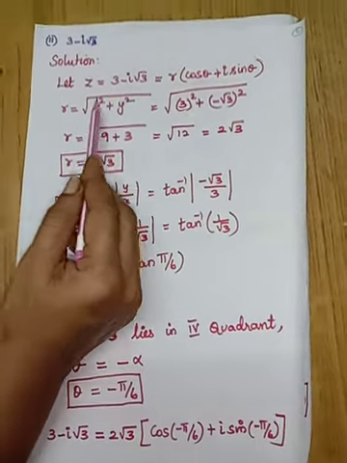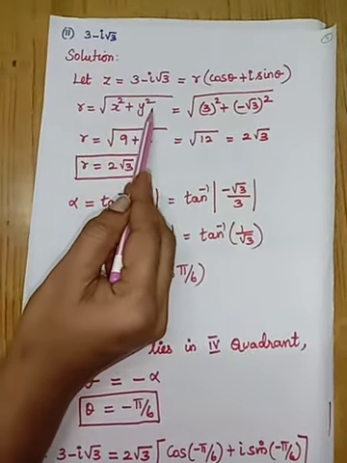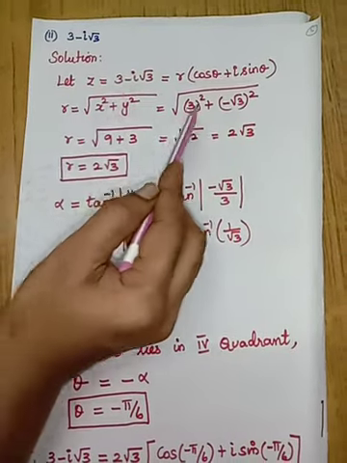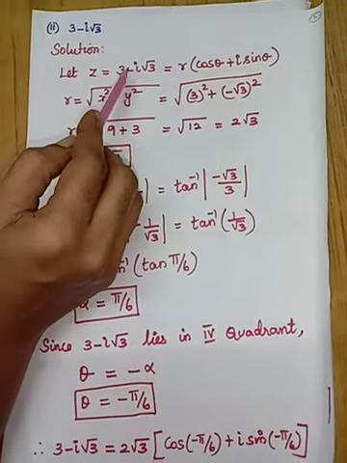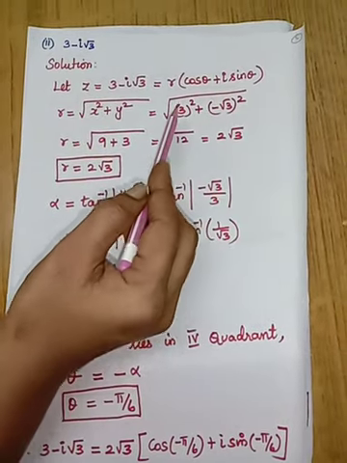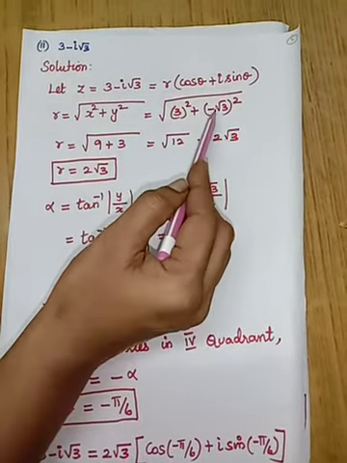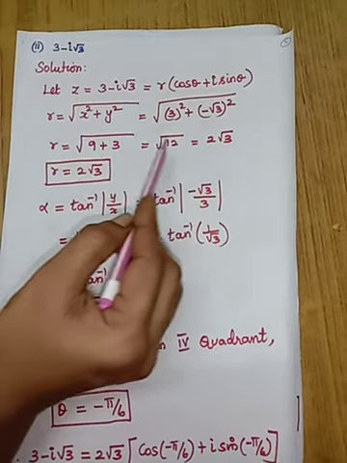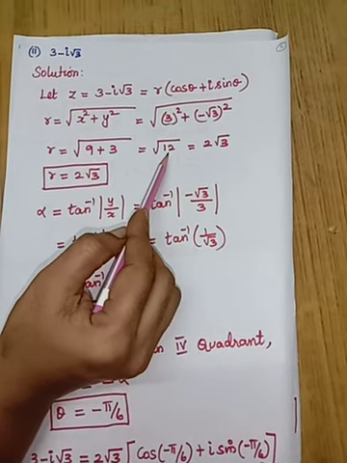What is R? It's the square root of x squared plus y squared. So what is the real part here? It is 3, so 3 squared. What is the imaginary part? It is minus root 3. So minus root 3 the whole squared. 3 squared is 9 and minus root 3 the whole squared is 3. That is equal to 12.